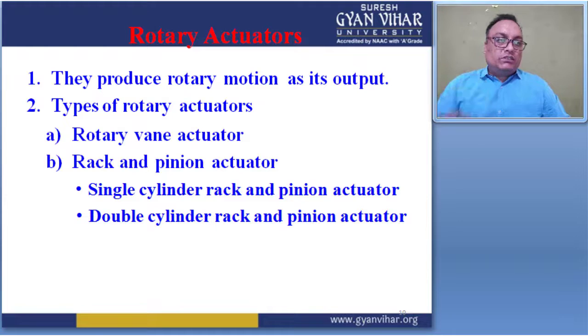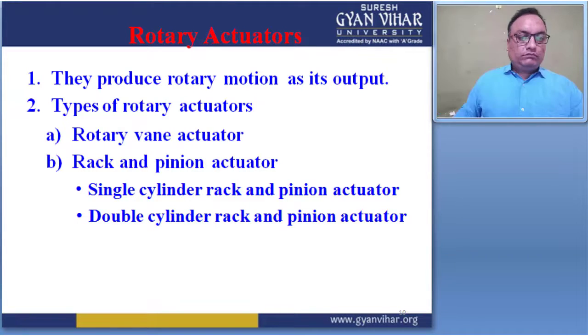So this is a very good actuator for providing a rotational movement. These are the different types. The first one is the rotary vane actuator, and the second is the rack and pinion actuator. And the rack and pinion actuator is subdivided into two groups: first is the single cylinder rack and pinion actuator, and second is the double cylinder rack and pinion actuator. So let's move to the rotary vane actuator.